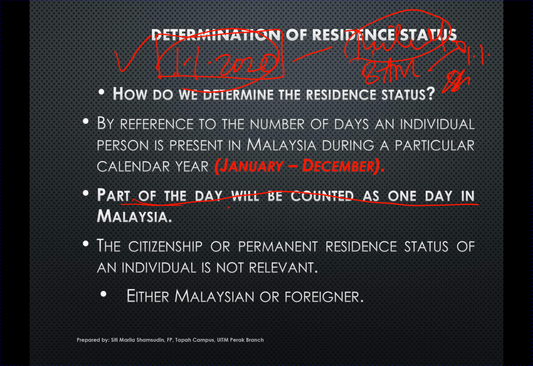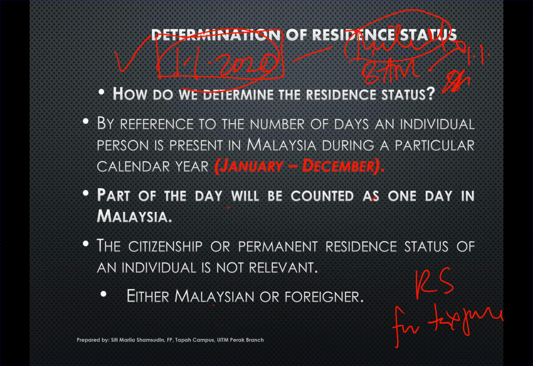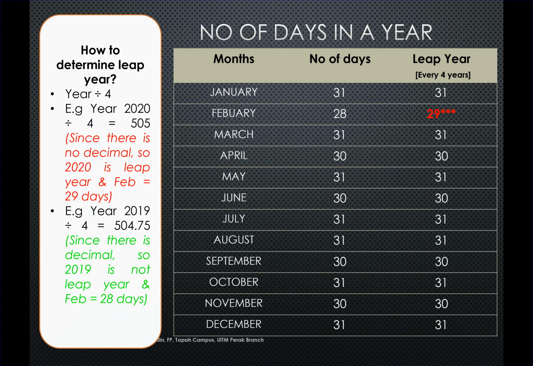Okay, so point yang ketiga, dia kata apa pula? The citizenship ataupun the permanent resident ataupun dia punya nationality, dia punya kewarganegaraan is irrelevant. Doesn't matter whether you are a Malaysian or a foreigner, whatever your citizenship is, untuk kira resident status for tax purposes, ini semua tak diambil kira. Okay, so really hope that awak boleh faham benda ni.